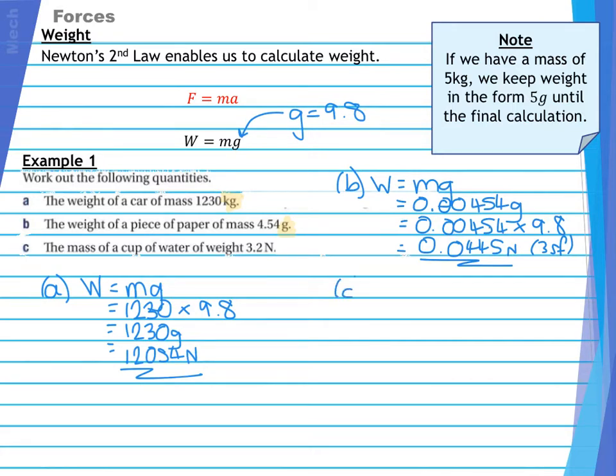Finally, in C, we're given the weight and we're asked to find the mass. So W equals mg. The weight is 3.2, equaling mg. So 3.2 over g is going to give us the mass. And therefore the mass is 0.327 kilograms, correct to 3 significant figures.